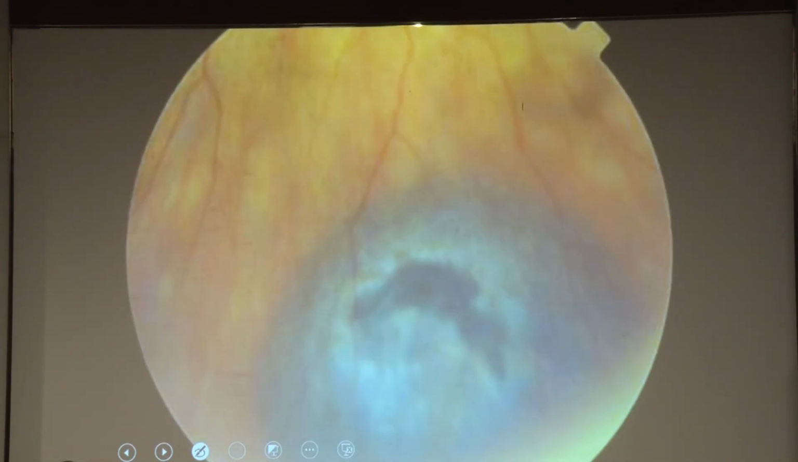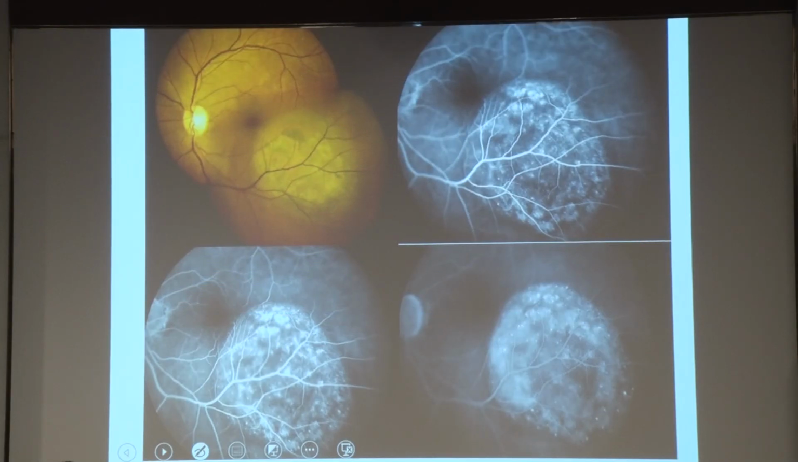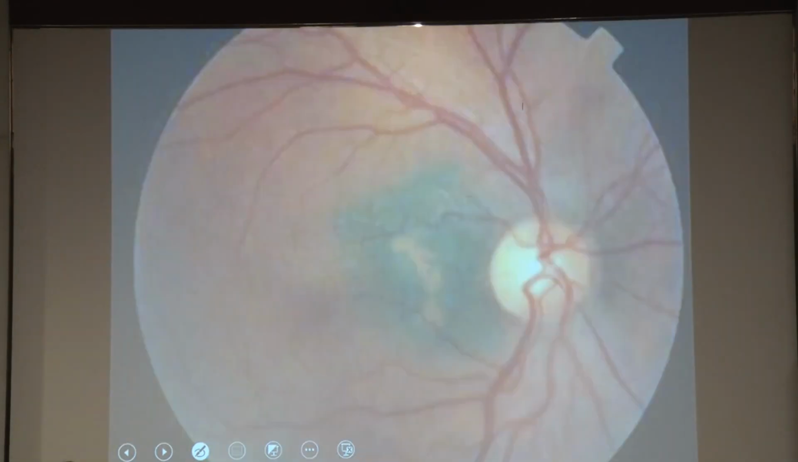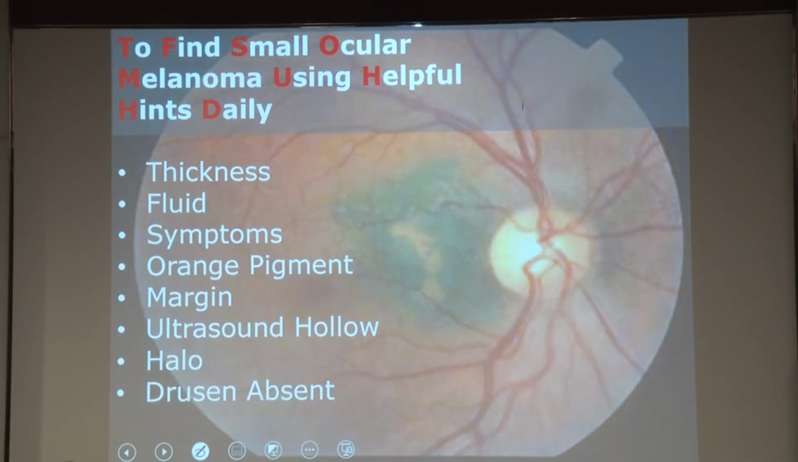Any pigmented lesion with drusen or RPE changes, or patients who have fibrous metaplasia on top of it, it's a choroidal nevus. Whereas if you find a lot of subretinal fluid and orange pigmentation, then that is a melanoma. That's an obvious melanoma. But sometimes there are issues with diagnosing a small melanoma from a choroidal nevus. So there are rules for how to diagnose it. These are the signs elucidated by Shields to find a small ocular melanoma using helpful hints daily.